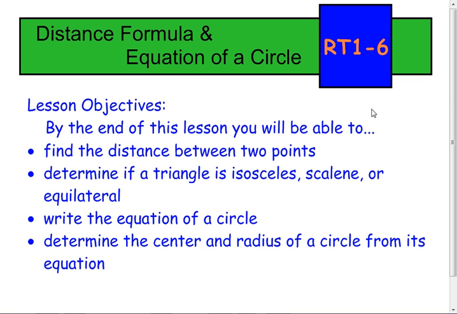We're going to write the equation of a circle, and we're going to find the center and radius of a circle given the equation. And that's very important for future classes. Actually, all of this is important.